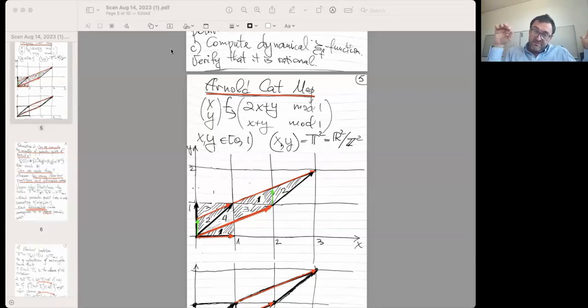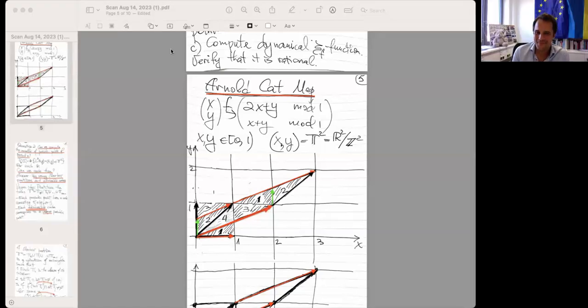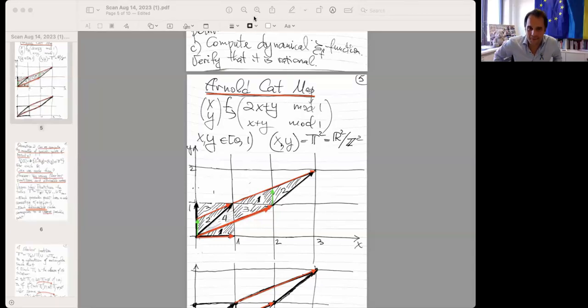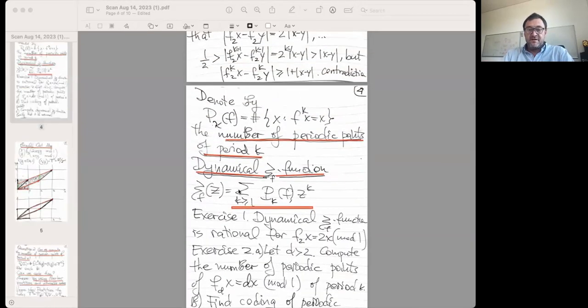So in short, you give me a map and I could produce admissible codes. And from those admissible codes, I could answer most of the questions you can have about this map. So I reckon also the zeta function associated with the cat map is a rational one. Exactly. Any map which expands and contracts in a consistent way does have a rational dynamical zeta function.